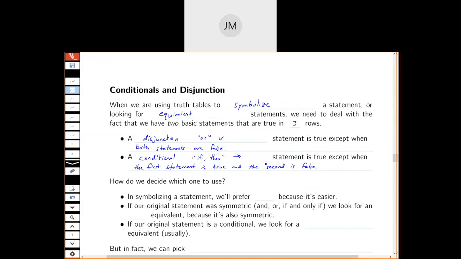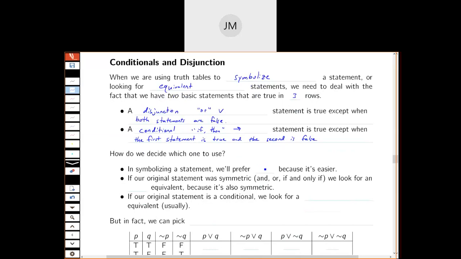Okay. However, we're going to prefer the or statement if we had a choice between the two, because it's easier to work with. The if-then statement is not symmetric, and it can be confusing. So if I can pick one or the other, and they're both equivalent, we're going to default to the or statement.